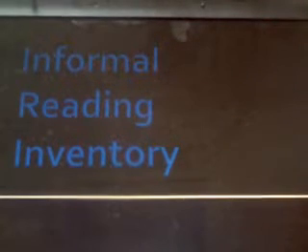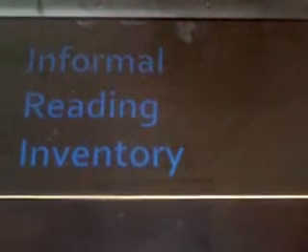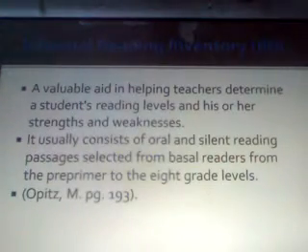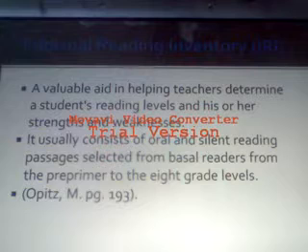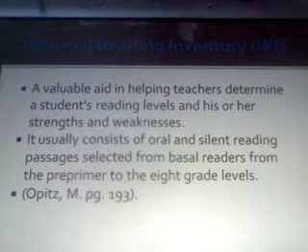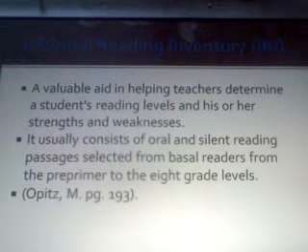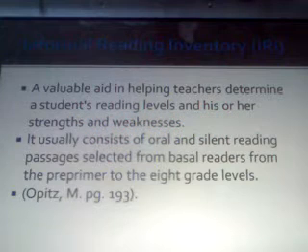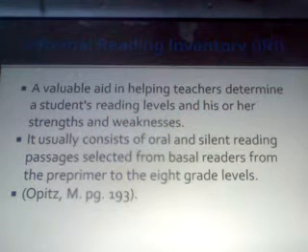Today we will be talking about the Informal Reading Inventory, the IRI. The Informal Reading Inventory is a valuable aid in helping teachers determine a student's reading levels and his or her reading strengths and weaknesses. It usually consists of oral and silent reading passages selected from basal readers from the pre-primer to the 8th grade levels.